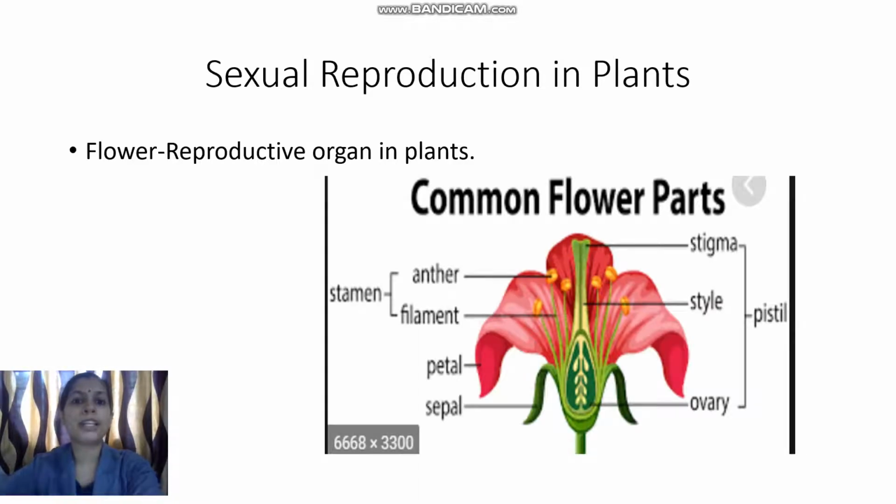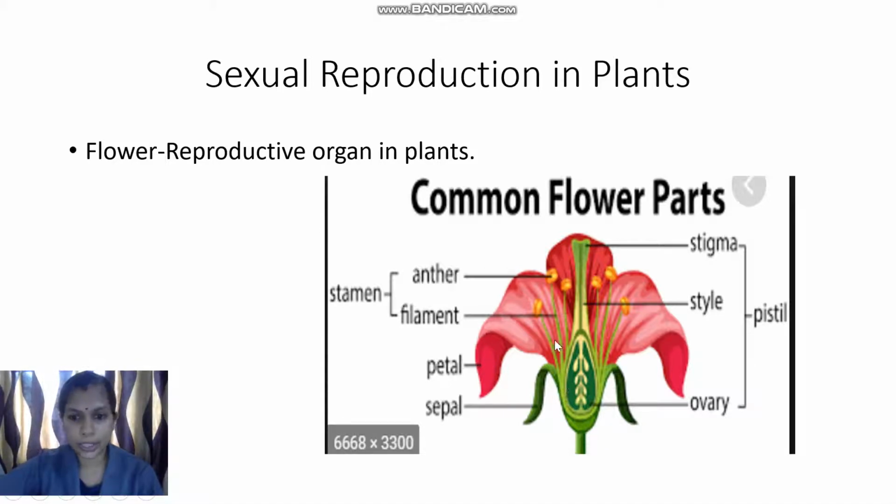Next we are moving to sexual reproduction in plants. So we know that the flower is the reproductive organ in plants. I have shown you here the common parts of a flower. You can see over here it is having what? Mainly four parts. What are the parts? First one, it is calyx. This green colored one, it is what? Calyx. And over that you can see what? The petals. Petals, that is a part of the corolla.